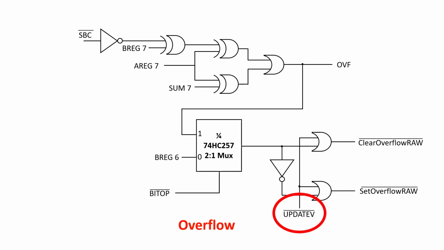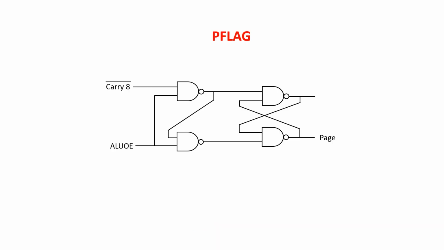And finally, the last bit of logic I need for now is the P flag, which I generate from carry 8. This unusual looking circuit is just a D-type latch. When ALUOE is high, then the carry 8 signal goes through to the output. But when ALUOE goes low, then the previous value at carry 8 is latched into the flip-flop. This lets me use the P flag for many micro-instructions after the ALU operation.